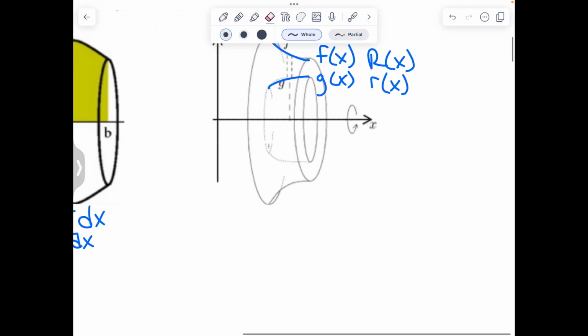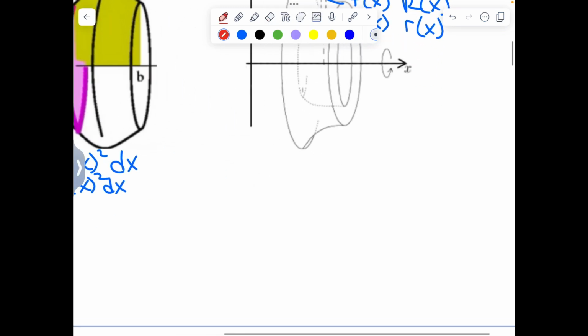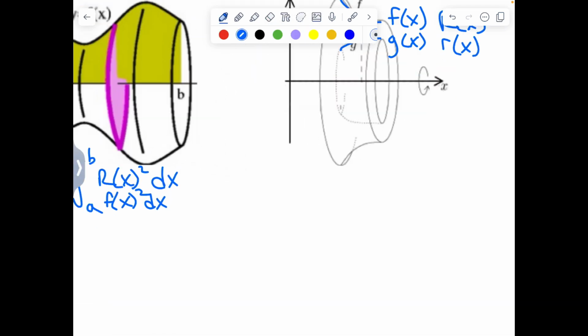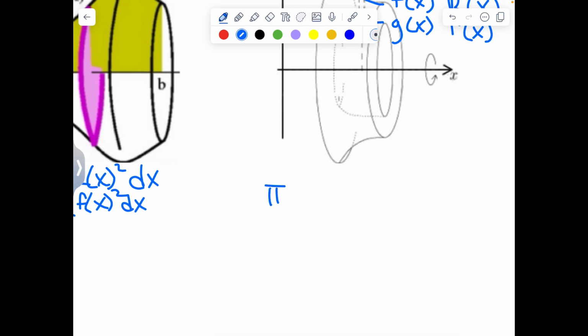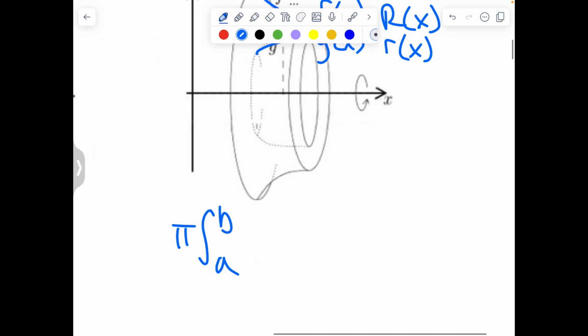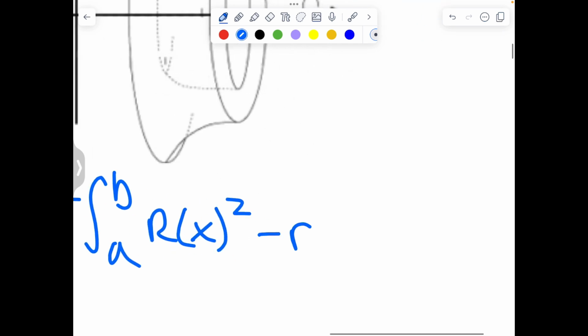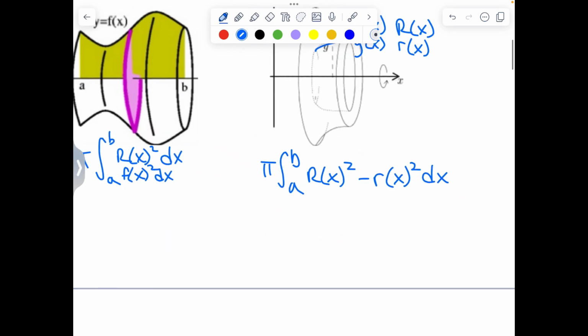And how do you do that? It's pretty simple. It's basically the same thing as this method. So you're doing pi times the integral from b to a of r of x squared minus lowercase r of x squared dx, and that's pretty simple.